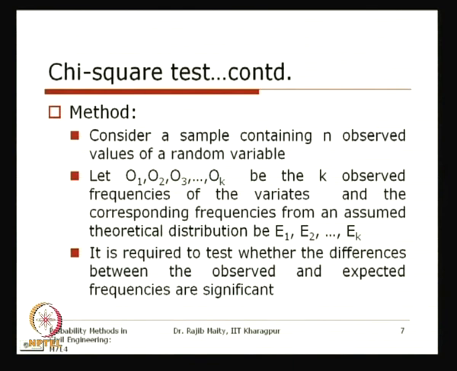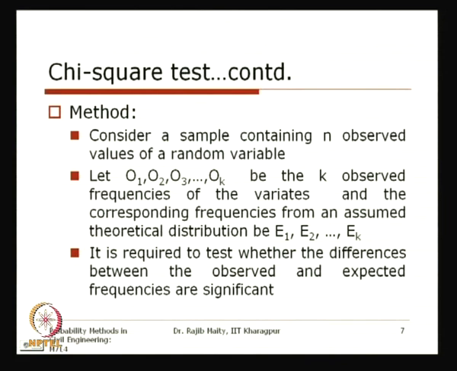What is done, we'll now discuss in different steps. First of all, let us consider that a sample contains n observed values of the random variable. So whatever data we have, that is n numbers of data. Now let O1, O2, O3 up to Ok be the k observed frequencies of the variates, and let the corresponding frequencies from the assumed theoretical distribution be E1, E2, E3 up to Ek. The Oi are from the data that we have, and the Ei are from the distribution we have hypothesized that this data set may follow.